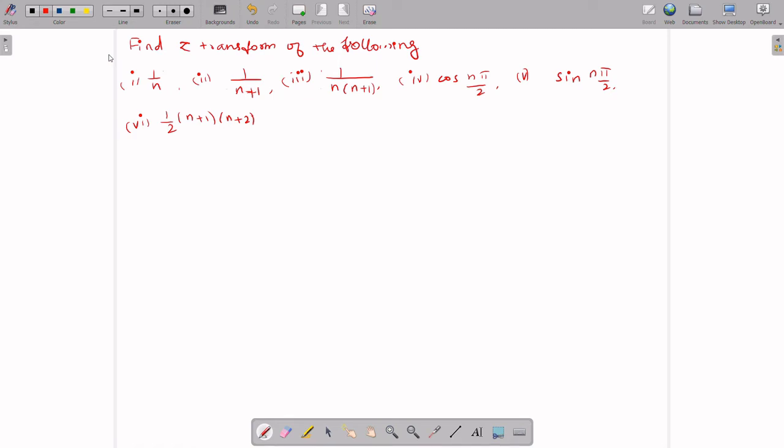Hi friends, today we are going to see the Z transform of the next set of problems. First problem, Z transform of 1 by n. How will you find out the Z transform of 1 by n?